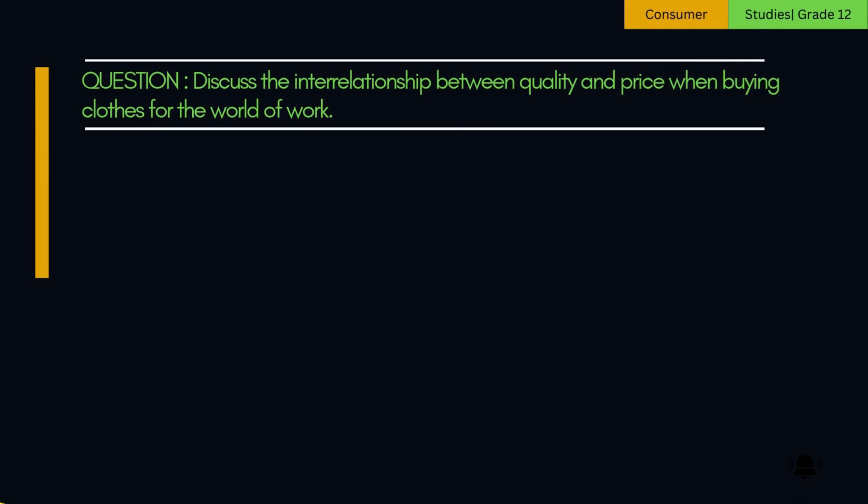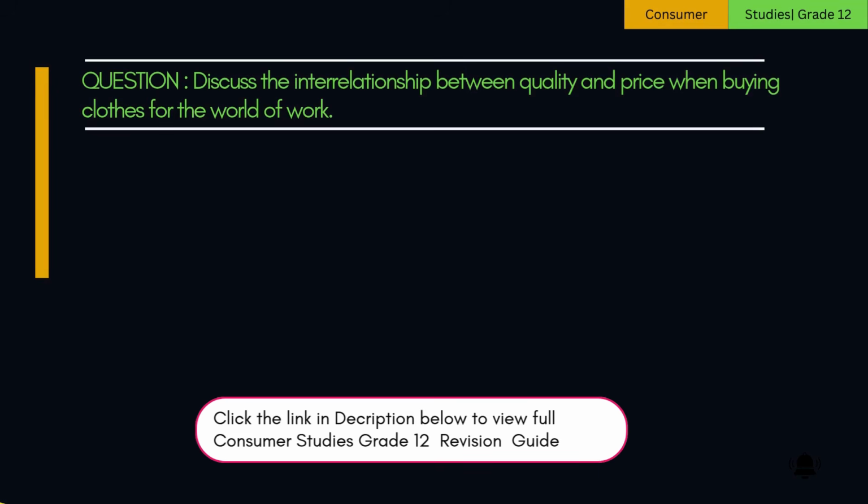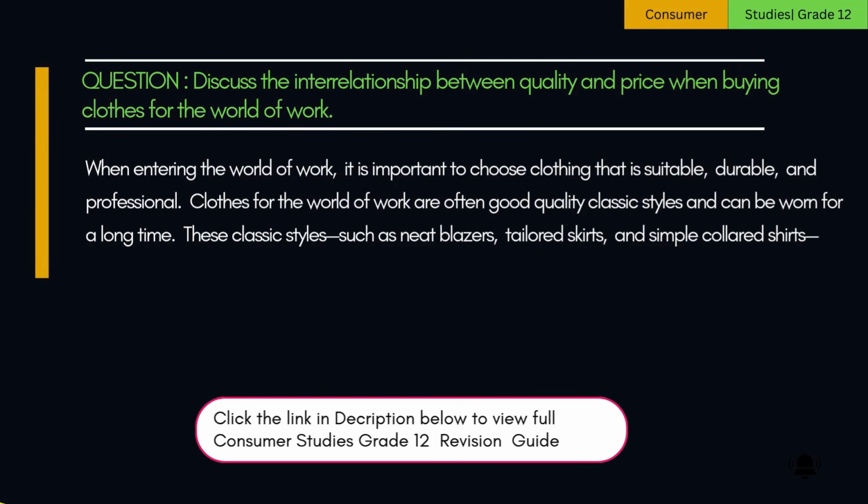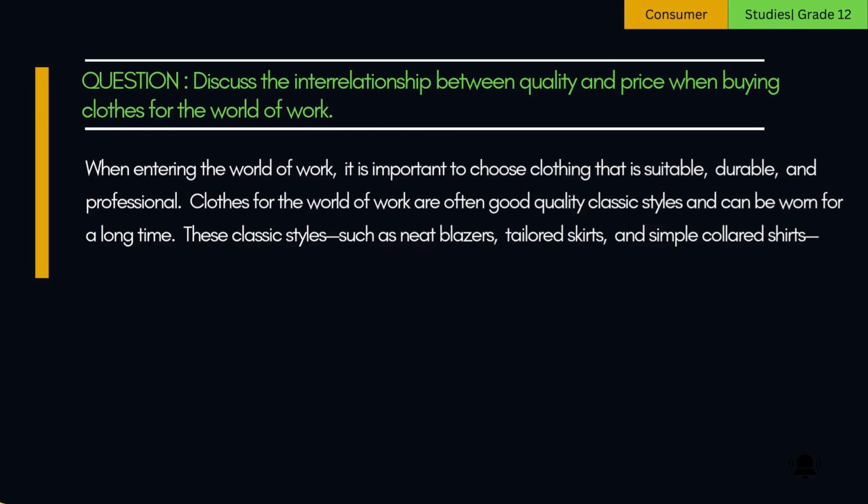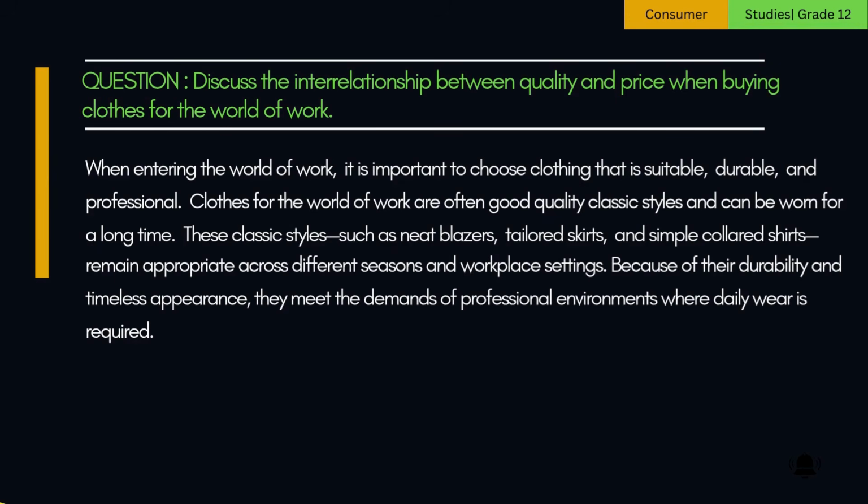Question. Discuss the interrelationship between quality and price when buying clothes for the world of work. When entering the world of work, it is important to choose clothing that is suitable, durable, and professional. Clothes for the world of work are often good quality classic styles and can be worn for a long time. These classic styles, such as neat blazers, tailored skirts, and simple collared shirts, remain appropriate across different seasons and workplace settings. Because of their durability and timeless appearance, they meet the demands of professional environments where daily wear is required.